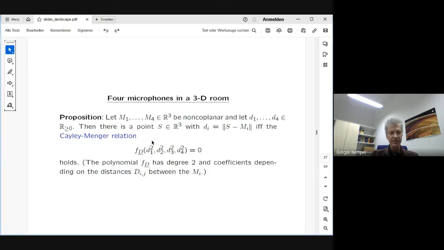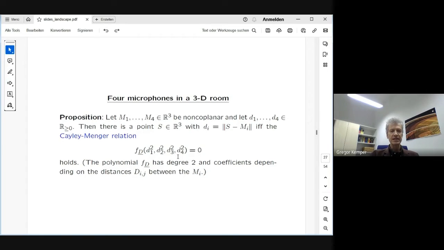Okay? And this is quite interesting. What I've explained to you is that one direction, right? If the distances all come from one and the same mirror point S, then the distances satisfy this Cayley-Menger relation. But in fact, the converse also holds. So if this Cayley-Menger relation is satisfied, then there exists such a point which realizes the given D1 through D4 as distances from this point. So it's realizable in that sense.